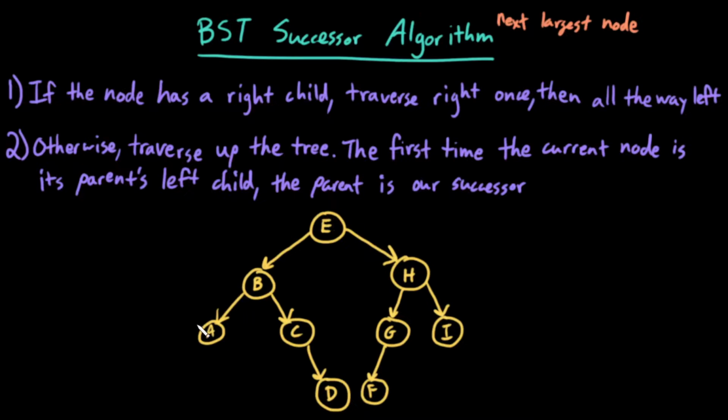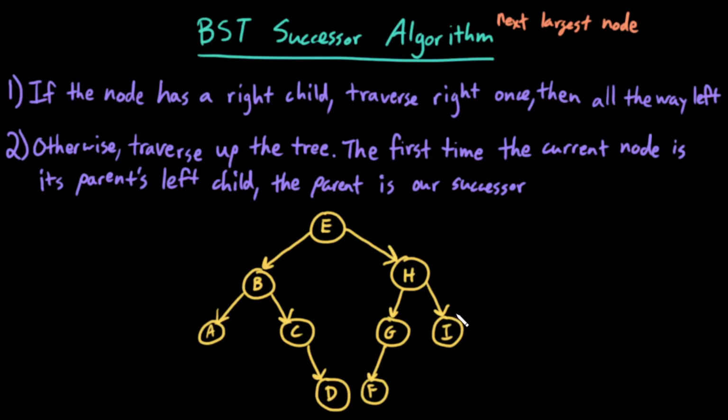So for example, in this binary search tree, first of all, we see it's a valid binary search tree because for every node, the node is larger than everything in its left subtree, and it's less than everything in its right subtree. But yeah, for any given node, the successor of that node is the next largest node in my entire BST. So for example, the successor of A is B, the successor of B is C, the successor of C is D, the successor of D is E, E's successor is F, F's successor is G, G's successor is H, and H's successor is I.